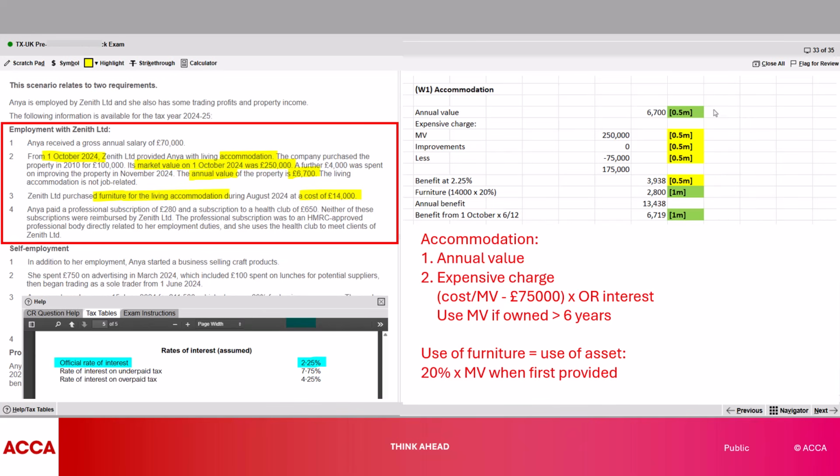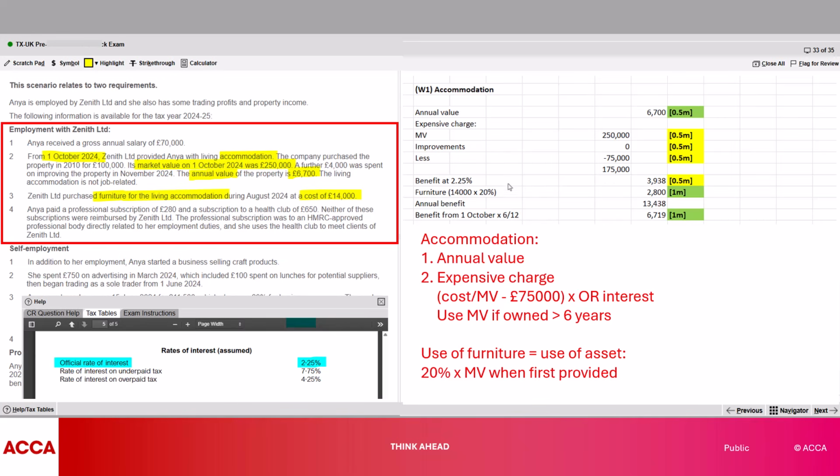So the way the marks are allocated for this, half a mark for the annual value, half a mark for using the value when it was first provided, as opposed to the original cost, half a mark if you haven't included the improvements. So I would show those separately. You do need to mention those to get that half mark. Yellow for the not quite so easy marks here. Half a mark for deducting the $75,000. Half a mark for applying 2.25%.